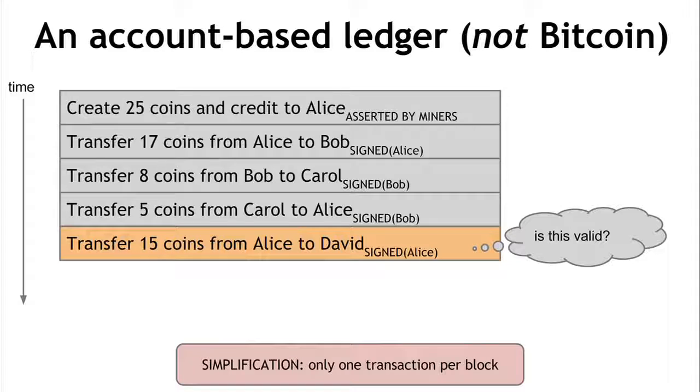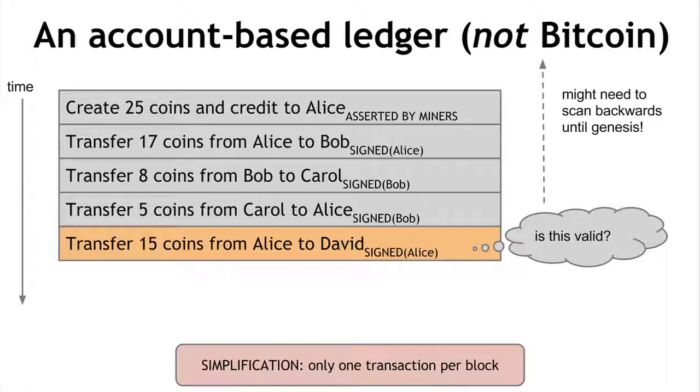Okay, so to tell if this transaction is valid or not, we have to figure out whether or not Alice has the 15 coins that she's trying to transfer to David. And to figure that out, we might have to look backwards forever to the beginning of time at every transaction that's ever involved Alice. Every time Alice has sent or received coins, we need to find all of those transactions and add them up to see if she really has the 15 coins that she's trying to transfer to David.